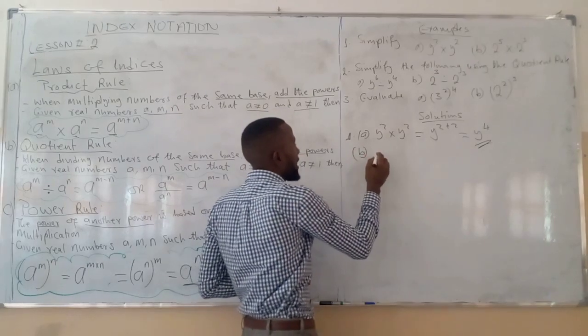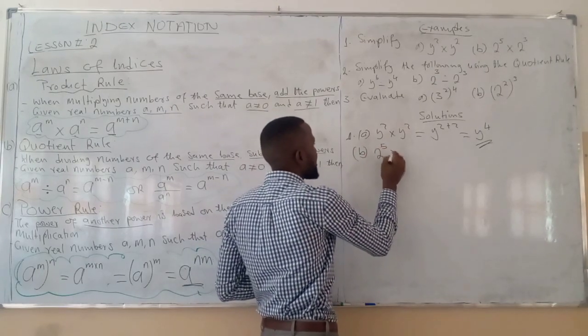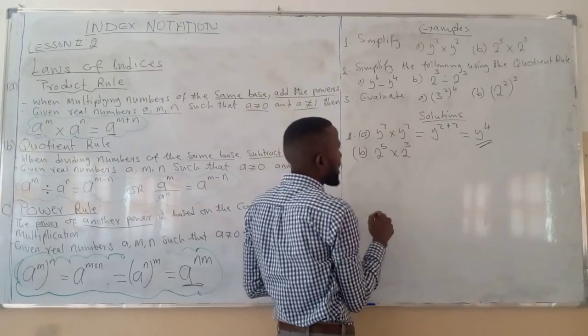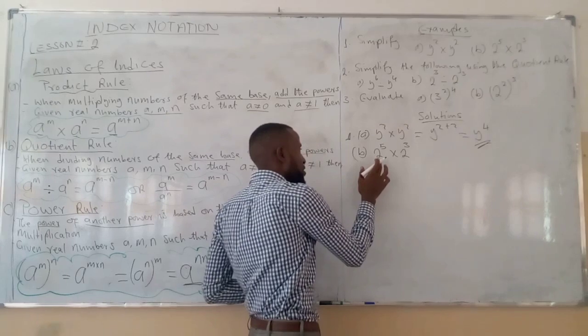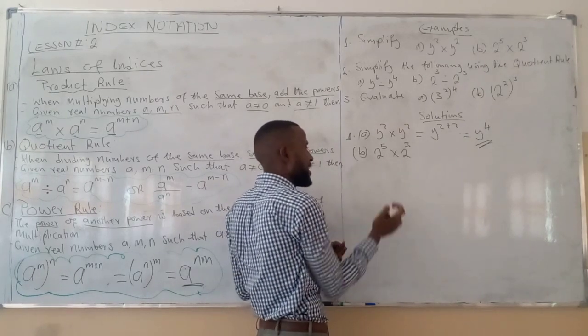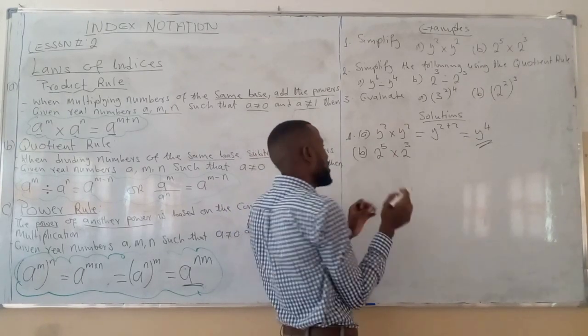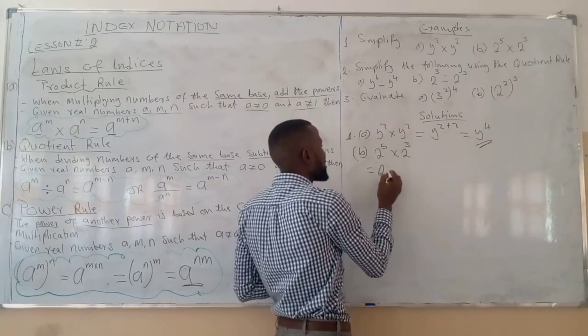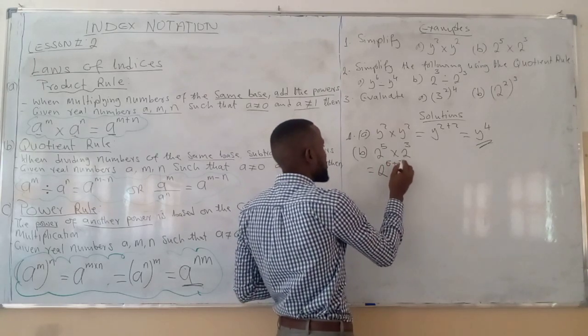B, they are simply saying 2 to power 5 times 2 to power 3. So 2 to power 5 times 2 to power 3. Look at the bases. Are the bases the same? Yes. And we are multiplying. Yes. So we can use the product rule, which simply says maintain the base and add the powers.